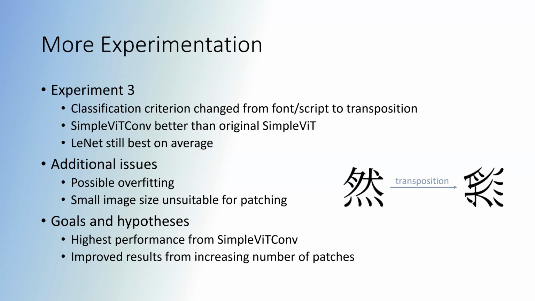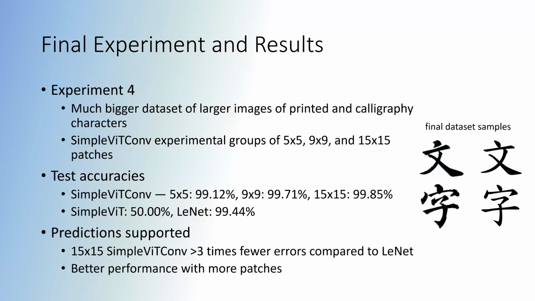The dataset was still too small and could be causing some overfitting. Also, the small image size was not ideal for cutting an image into many small patches. My goal was to see if Simple ViT Conv could achieve the highest performance. I also hypothesized that increasing the number of patches would result in better performance. I ran my final experiment using a much bigger dataset of larger images. I used 3 different experimental groups for Simple ViT Conv, varying the number of patches.